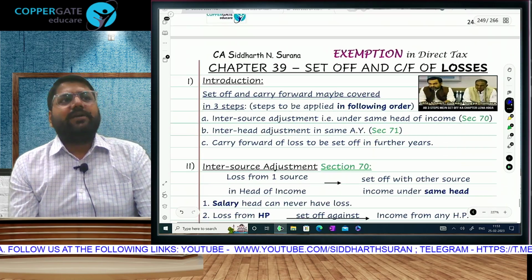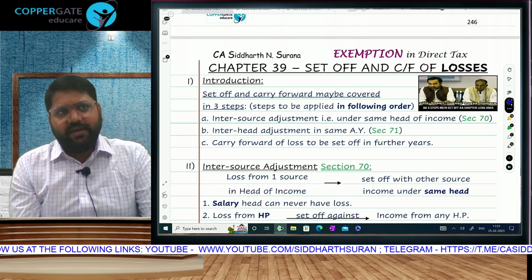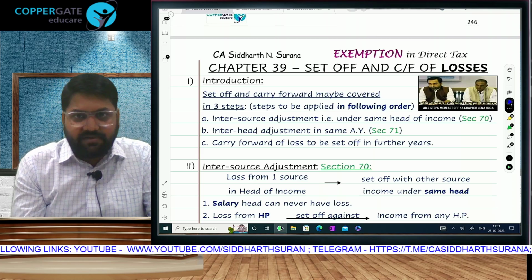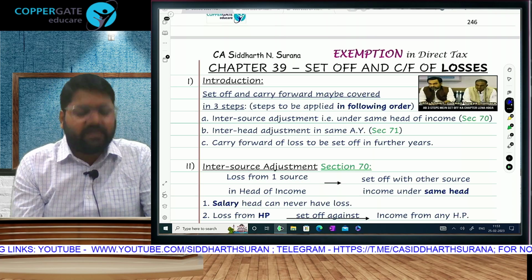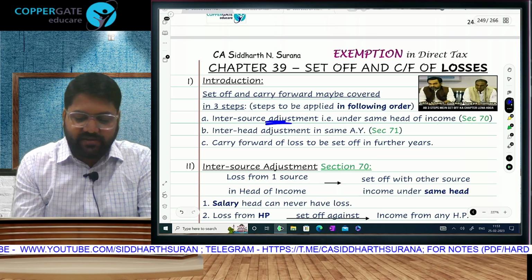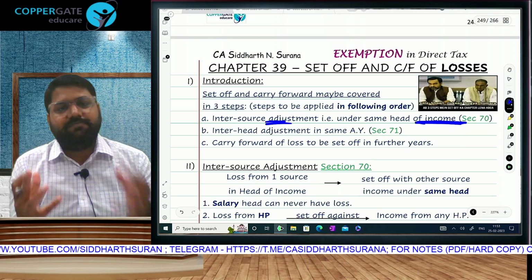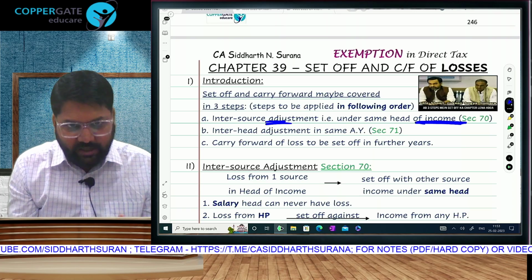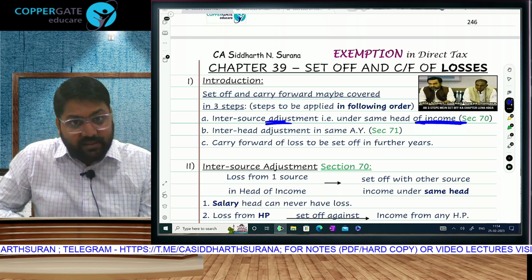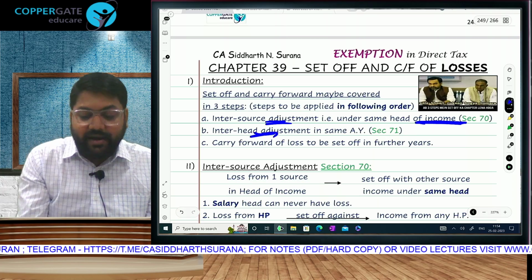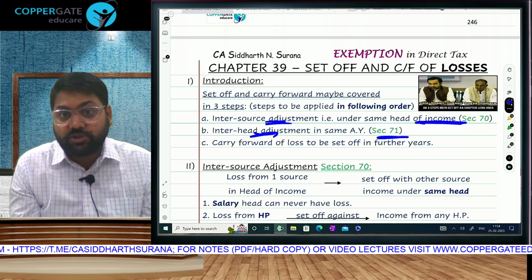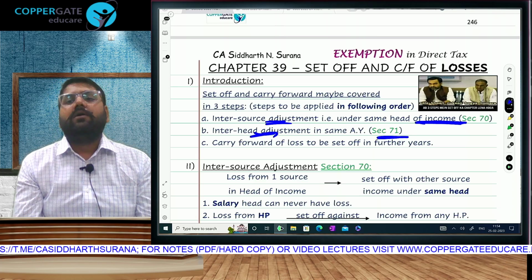Next chapter, set off and carry forward of losses. Whenever you have one profit and one loss, we will allow you to adjust in 3 steps. Step number 1, inter-source adjustment, section 70. Both sources are within the same head of income. For example, one business, another business, one property, another property, and we adjust them internally. Supposingly you don't have any profit in the same head, then you go to other heads, that is inter-head income. That's step number 2.